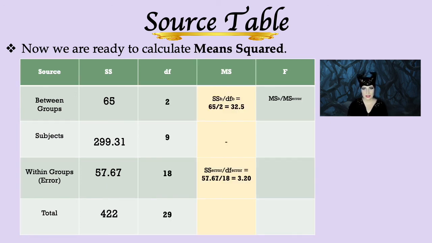Even though we've calculated subject variance, we do not need to calculate mean squared for subjects. All we need to do is calculate mean squared for between group variance by dividing sum of squares between 65 by degrees of freedom between 2, ultimately leaving us with mean squared between groups value 32.5. Then we do the same thing for within group variance. The mean squared within groups is going to be the sum of squares, 57.67, divided by the degrees of freedom within, which is 18, ultimately leaving us with the value of 3.20.